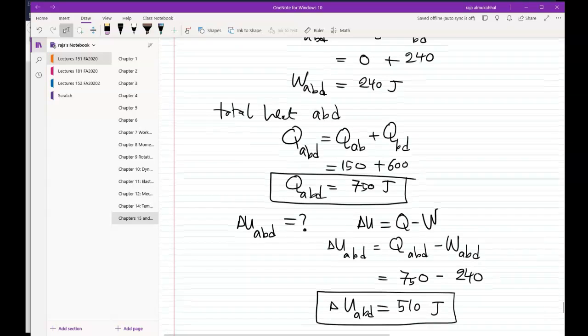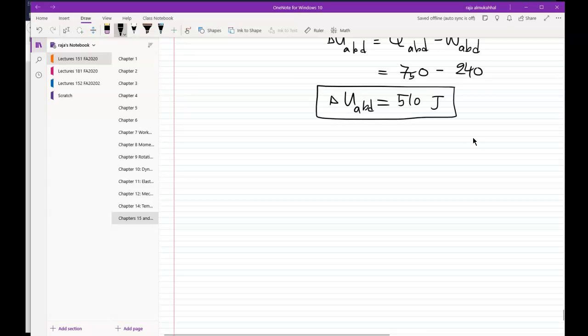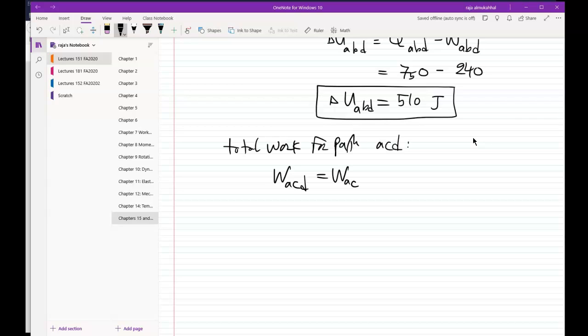So if I go back, the total work for process ACD is equal to the work from A to C plus the work from C to D. Well, C to D is 0 because it is isovolumetric, isochoric, right?